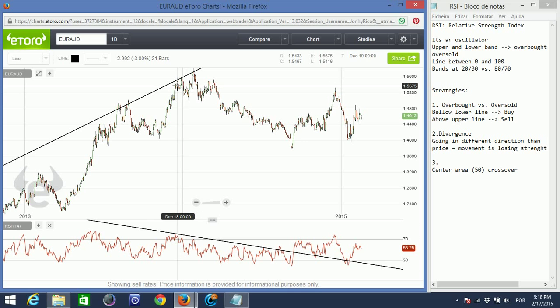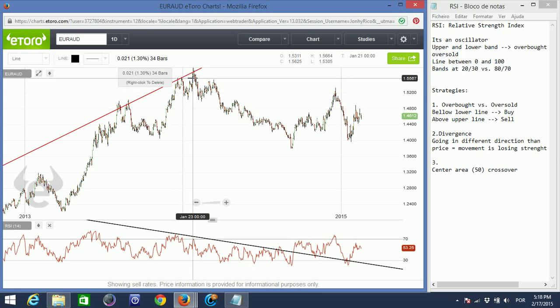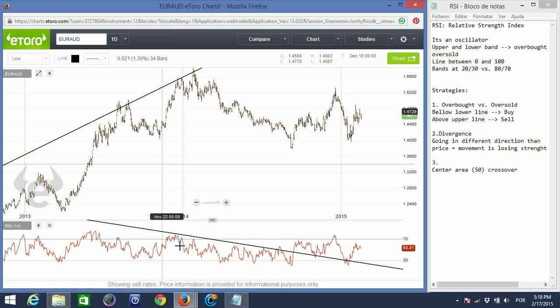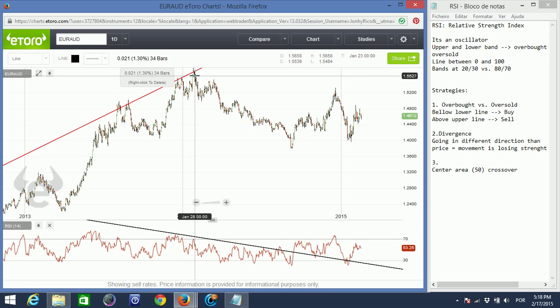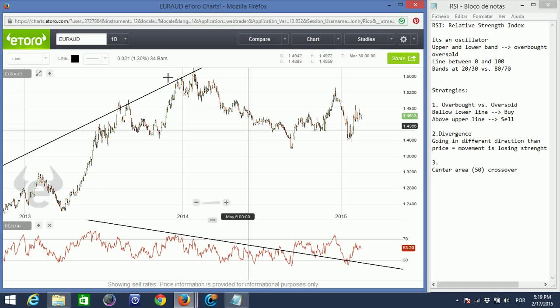So we can see that the market is going up continuously over there. Each high is higher than the previous one, right? But over here, we're seeing a different story. We're seeing the RSI starting to come down. Even though the price is going up, the RSI is coming down, right? So we could sell and follow the trend.